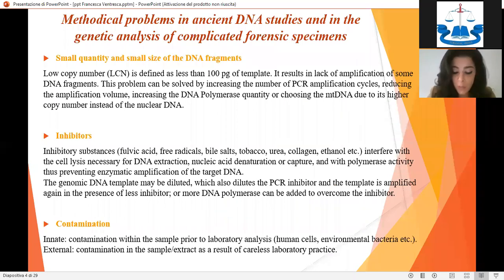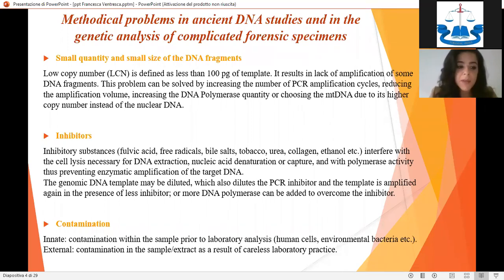There are some methodical problems in ancient DNA studies. First of all, the small quantity and the small size of DNA fragments. A low copy number is defined as less than 100 picogram of template. It results in a lack of amplification of some DNA fragments. This problem can be solved by increasing the number of PCR amplification cycles, reducing the amplification volume, or increasing the DNA polymerase quantity, or choosing the mitochondrial DNA due to its higher copy number instead of the nuclear DNA.